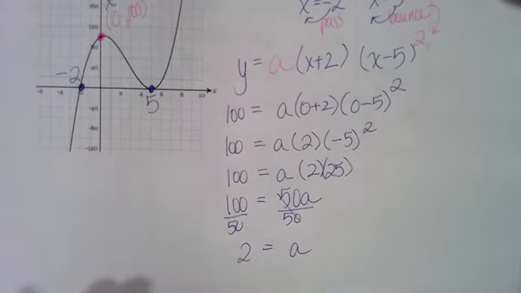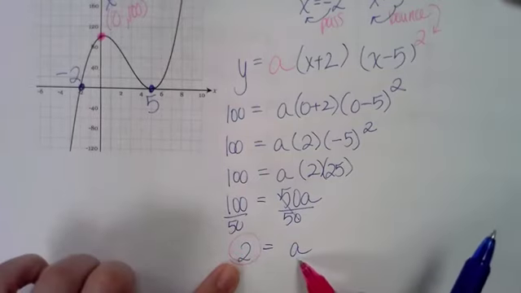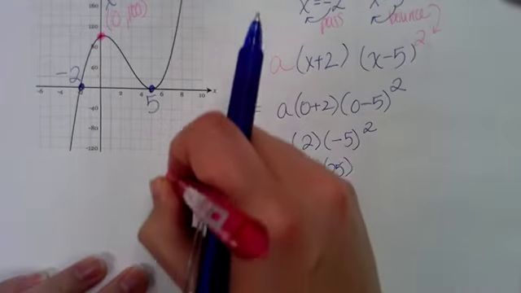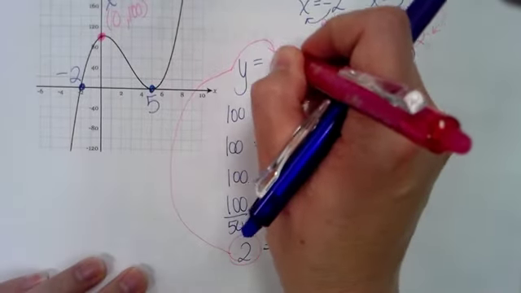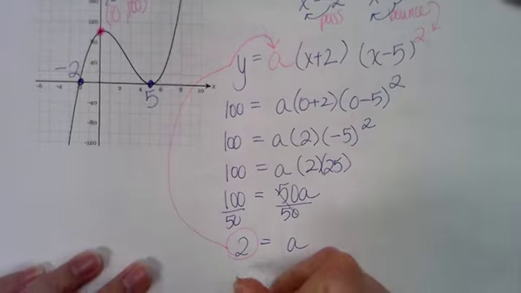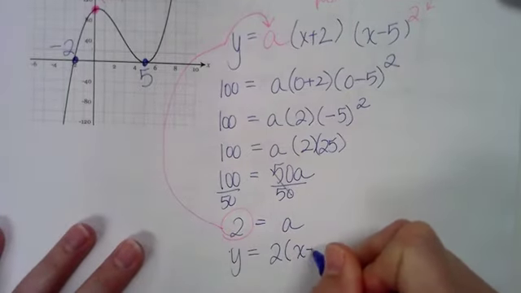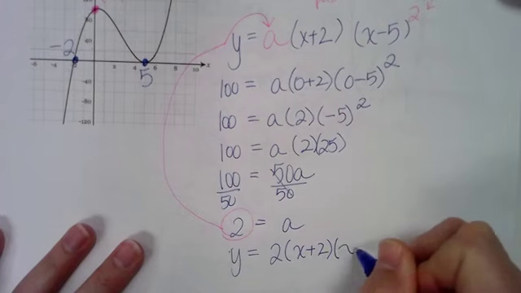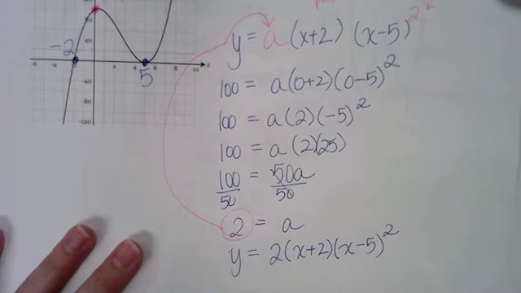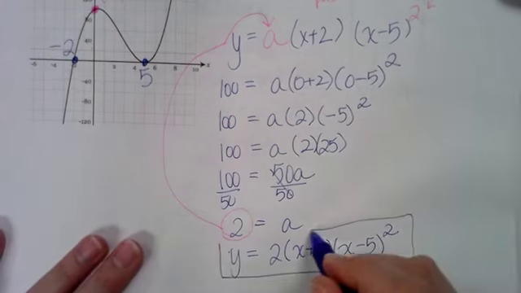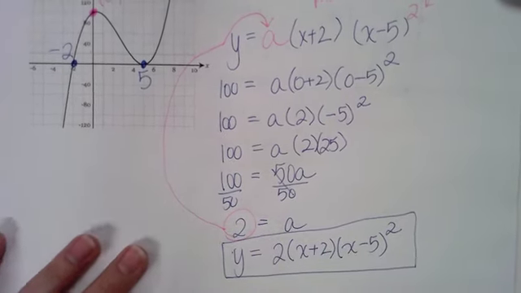Are we done? No, not done. That is not an equation you can graph on an XY plane. Doesn't work. We're going to take that and plug it back in for A. So we have y equals 2 times x plus 2 times x minus 5 quantity squared. That is our equation of the curve.